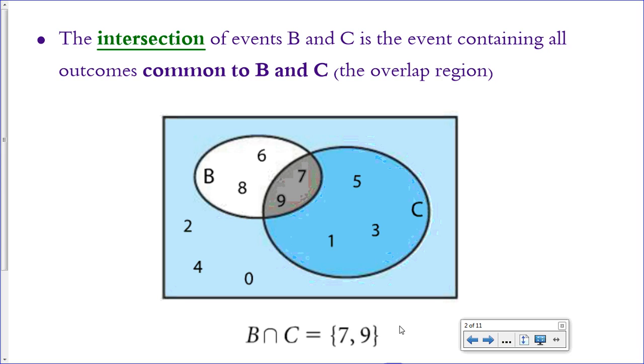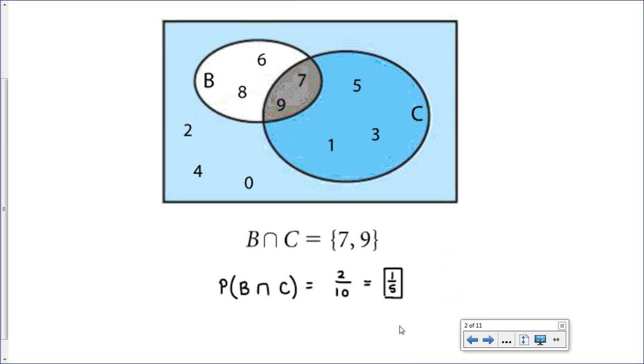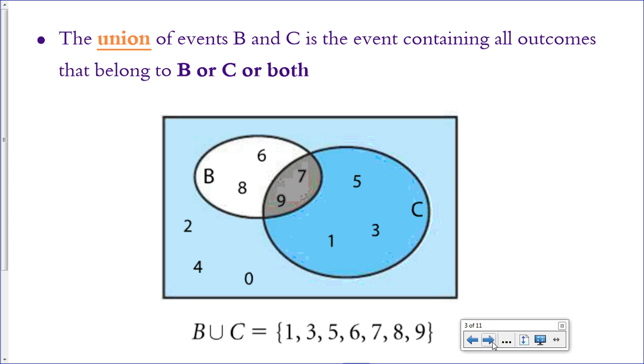So if I was to reach into this universal set and pull out a number randomly, what are the chances that it would be in the intersection region? That would be the probability of B intersection C, and that equals 2/10 here because there's two things in the overlap and 10 numbers overall. So 1/5 or 2/10.